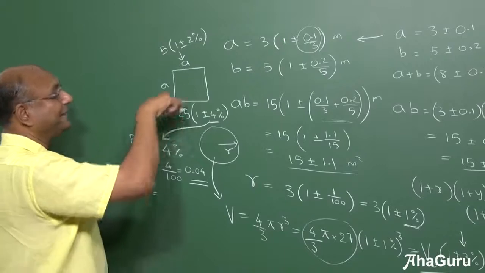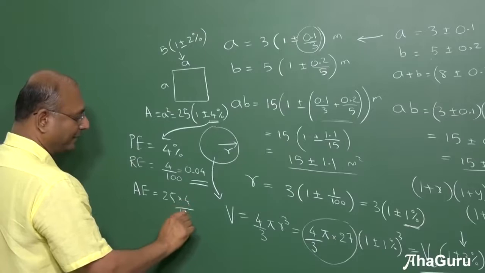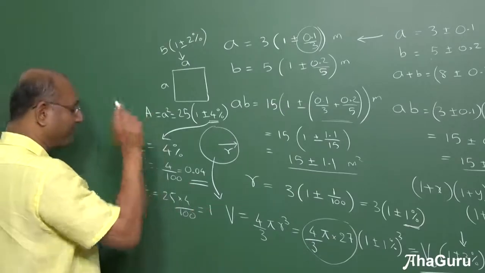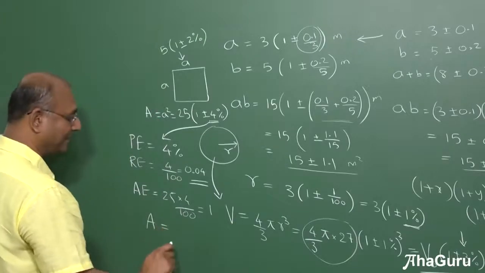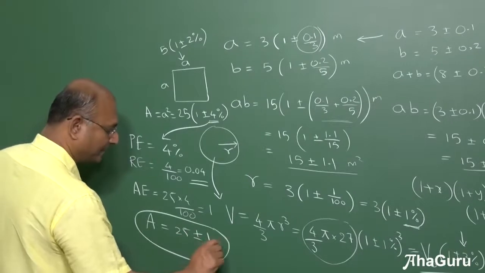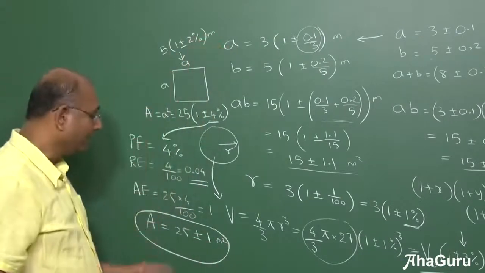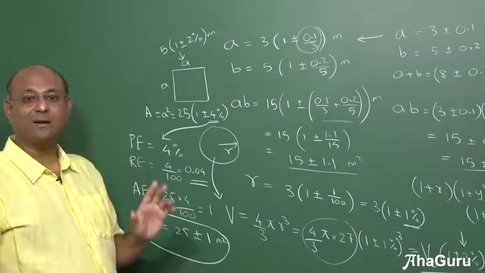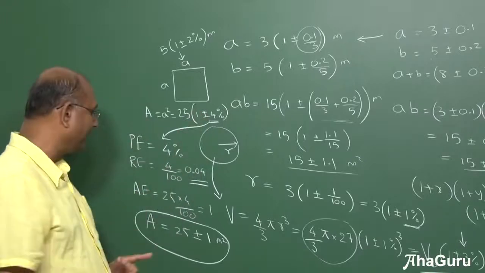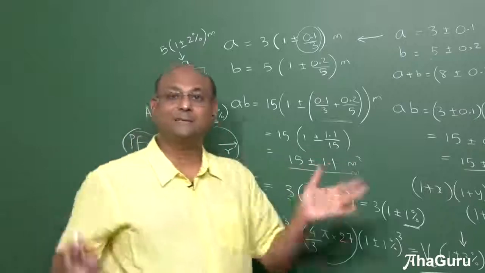Absolute error is 25 times 4%. So 25 into 4 by 100. So the absolute error is 1. So therefore, if you want to write the area, you will write the area as 25 plus or minus 1 meter squared. Assuming this was in meters. Right? But you can also write it as percentage error, 1 plus or minus 4%. Right? So the 4% is the percentage error. Most of the questions you will be asked percentage error. It's very easy to multiply percentage errors.